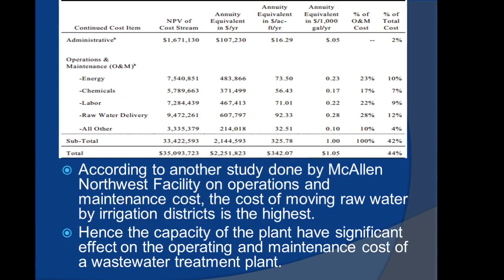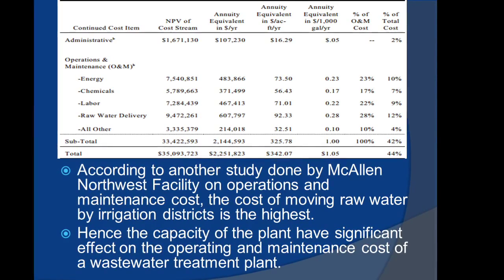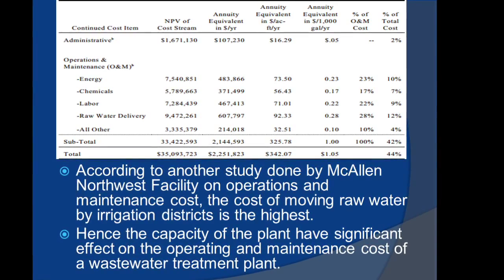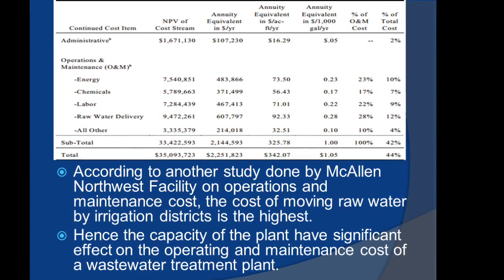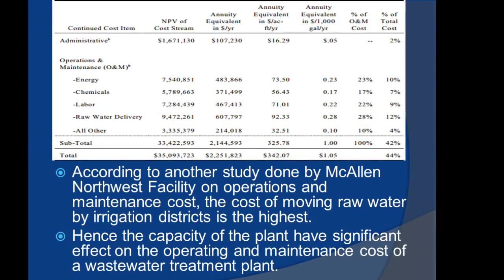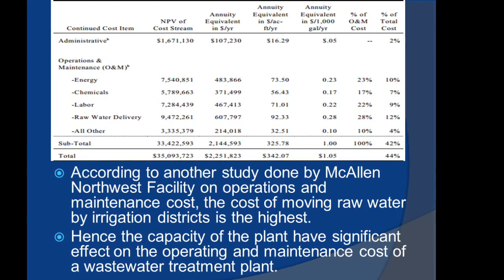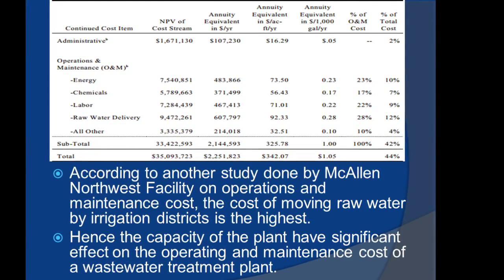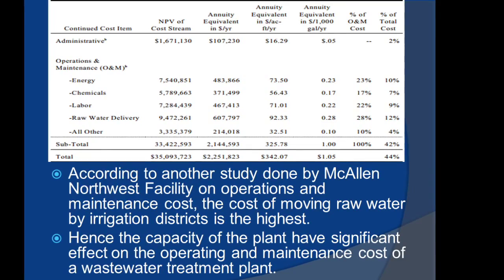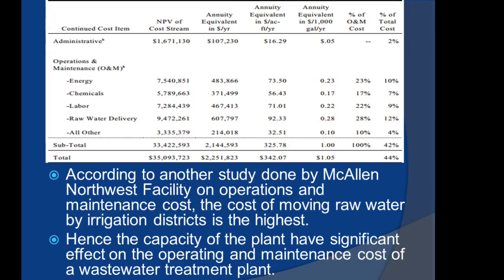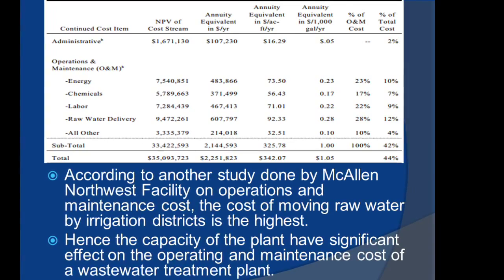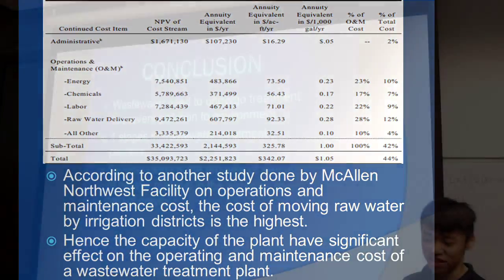Other than that, the cost items are energy, labor, and chemical costs, contributing roughly around 10%, 9%, and 7% respectively. The electricity costs depend on the capacity of the plant and the unit cost of energy. Hence, the capacity of the plant has a significant effect on the operating and maintenance costs of a wastewater treatment plant.